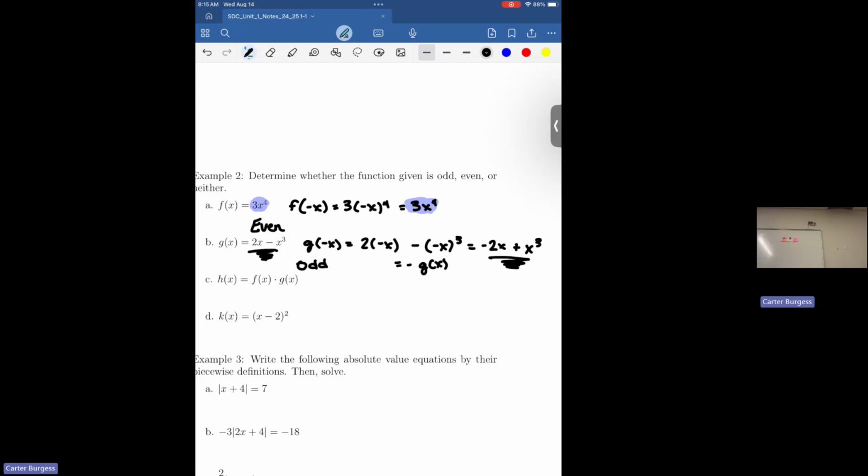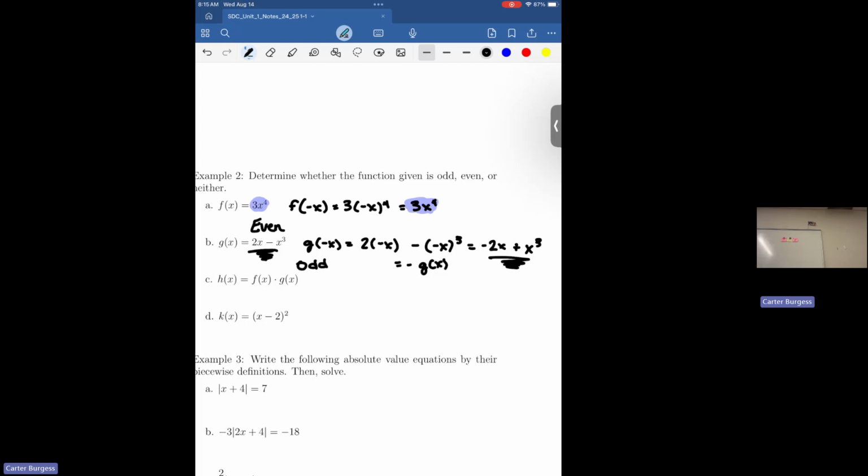Sometimes it's just not going to behave in any kind of pattern like that. A good example would be the function 3 to the x. If I plug in negative x here, I'm going to get 3 to the negative x, which is the same as 1 over 3 to the x. This is not behaving even. It's not the same, but it's also not behaving odd because they're both positive numbers. And so it's just doing something.